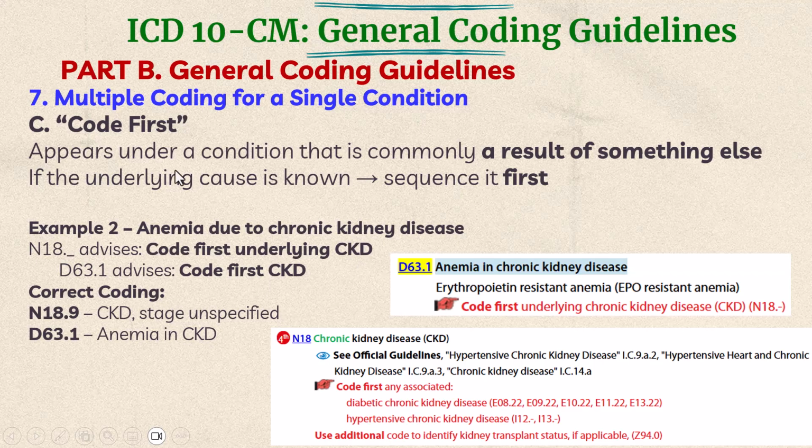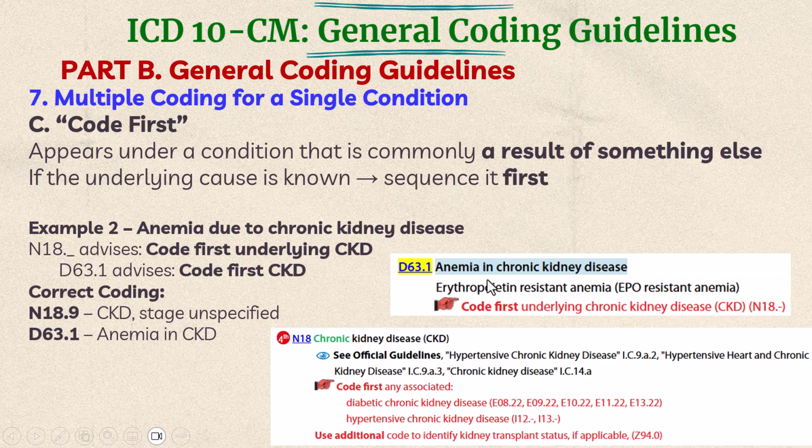C, code first scenario. It appears under a condition that is commonly a result of something else. If the underlying cause is known, sequence it first. For example, as we saw earlier, anemia due to chronic kidney disease. It says N18 advises code first underlying CKD. When you go to the anemia code, that is D63.1, it advises code first the CKD.